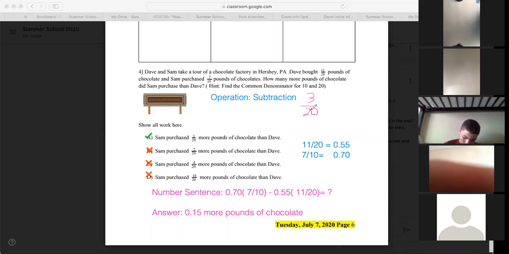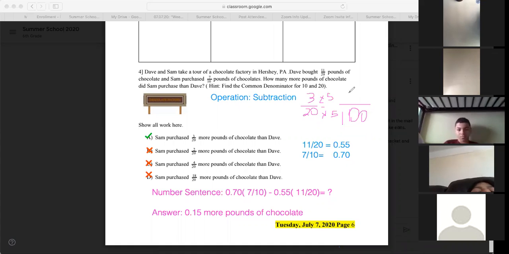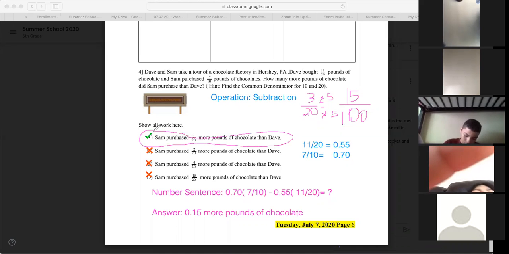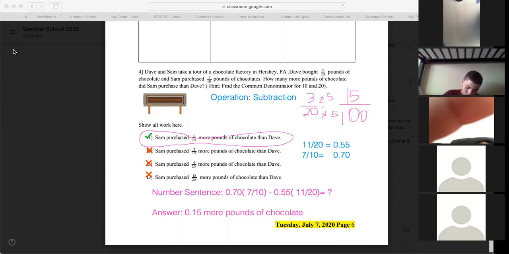So if we have 3/20, and I want the denominator to be equal to 100, I know that I have to multiply by 5 here, which means I have to multiply the top by 5, which gives me 15/100. So 15/100 is exactly what choice A is. Okay? So there you have it.